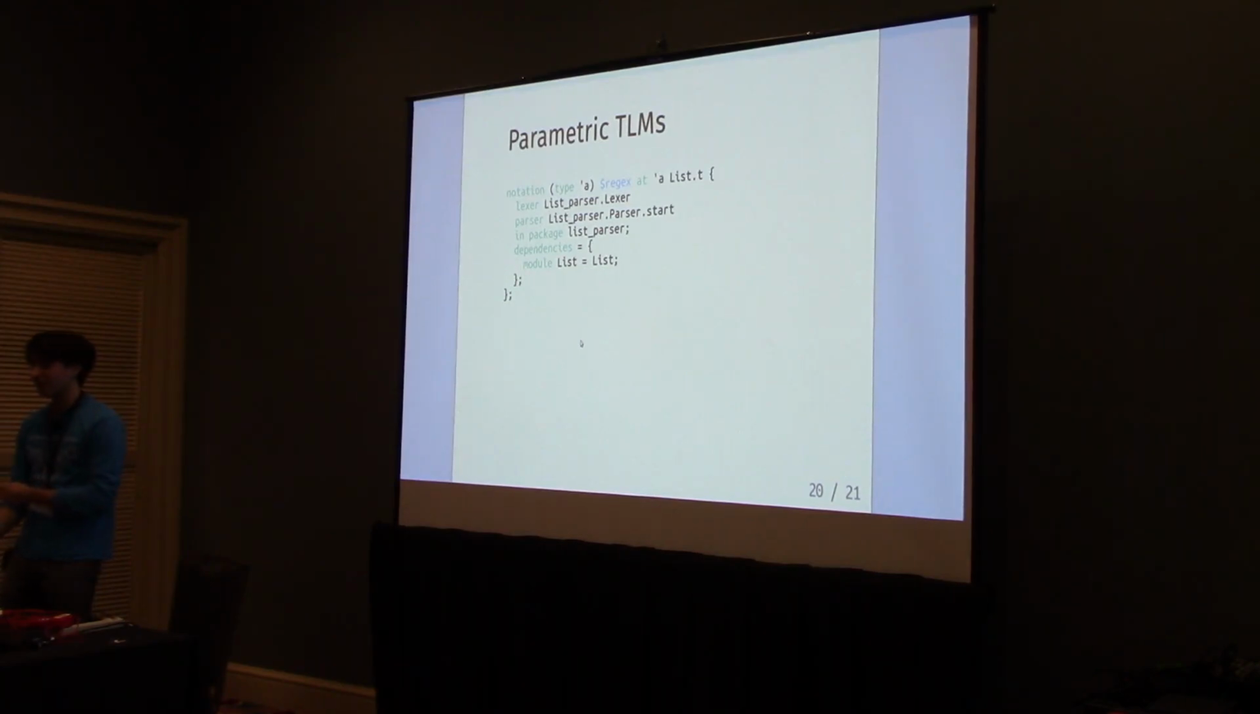And parametric TLMs, TLMs that support expanding to a type that is parametric. This would be awesome. Like here we have a parametric type, take A, and take A list. We can't do that. What we can do is define a notation within a functor. This is a Reason syntax for a functor. So this we can do, but it doesn't.